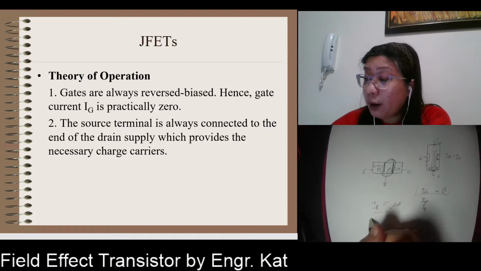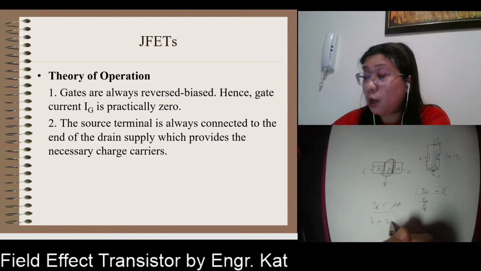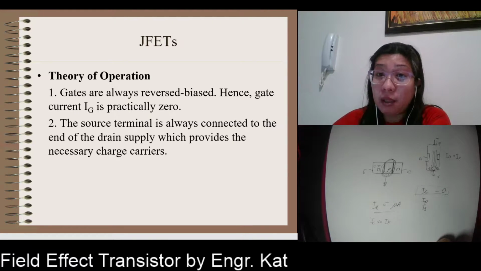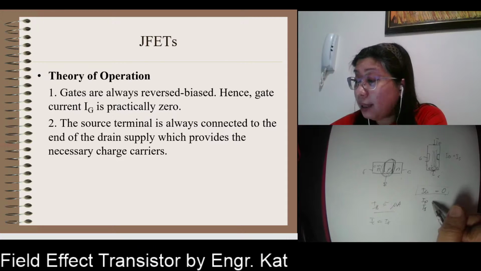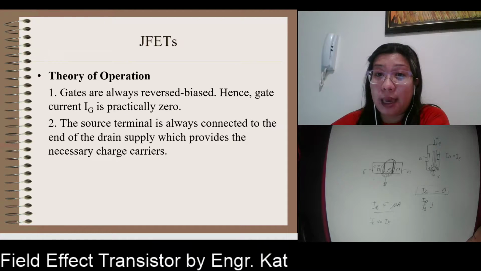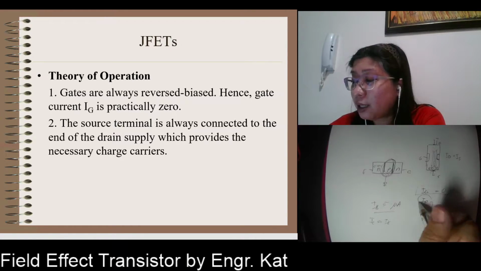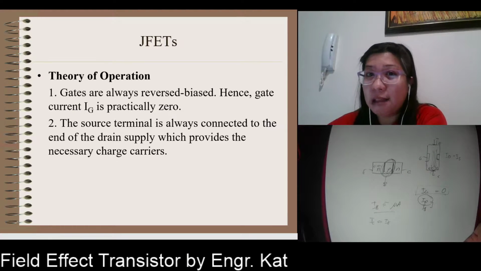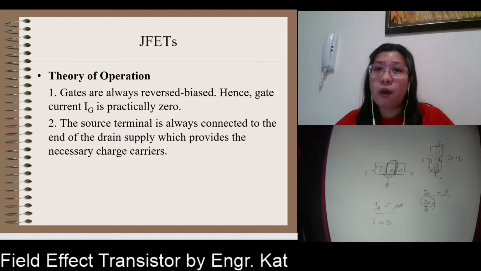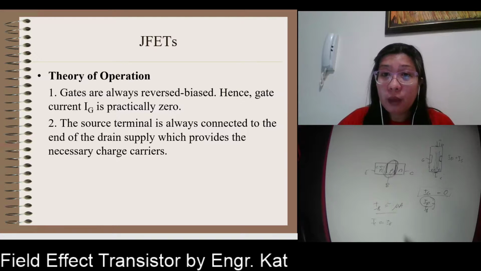For BJT, we said that IC is approximately equal to IE. But in JFETs, we have ID equal to your IS. So technically speaking, we only have one current involved here. What is that current? That current is just your drain current. Unlike for BJT, where you have IB, you have IC, and you have your IE.